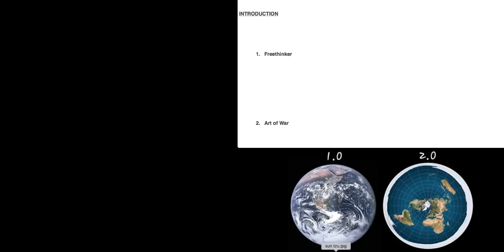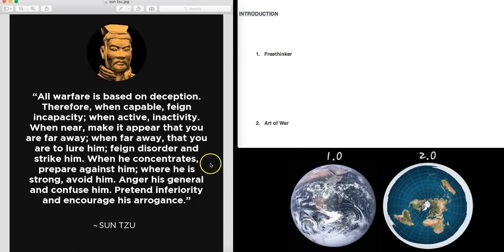Secondly, just to set the stage a little bit, I want to show you the quote by Sun Tzu. All warfare is based on deception. Therefore, when capable, feign incapacity. When active, inactivity. When near, make it appear that you are far away. When far away, that you are near, to lure him. Feign disorder and strike him. When he concentrates, prepare against him. Where he is strong, avoid him. Anger his general and confuse him. Pretend inferiority and encourage his arrogance.